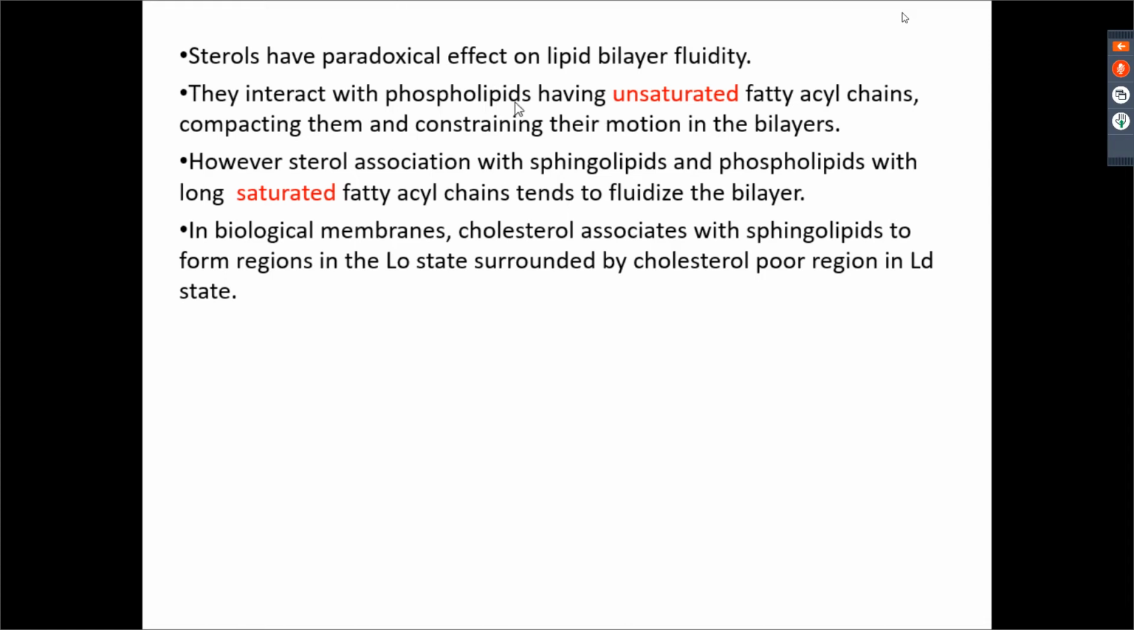When sterols interact with phospholipids which have unsaturated fatty acid chains, they cause compaction and constrain their motion in the bilayer. On the other hand, when sterols associate with sphingolipids and phospholipids which have long saturated fatty acids, they tend to fluidize the bilayer. So when a sterol is interacting with a phospholipid which has unsaturated fatty acids, it causes compaction. Whereas when a sterol is associating with phospholipids or sphingolipids with saturated fatty acids, it leads to increased fluidity of the bilayer.